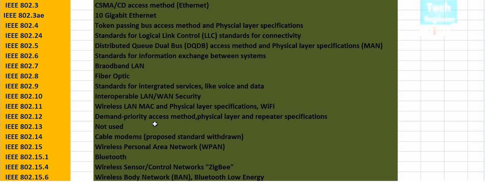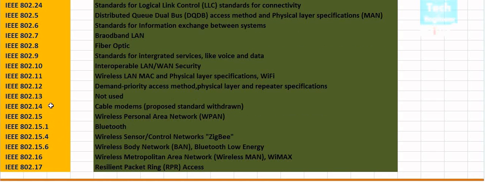Now IEEE 802.12 is the demand priority access method, physical layer, and repeater specification. IEEE 802.13 is an unlucky number. I don't know. In some definitions it was written that 802.13 is not defined, and why, I don't know. Now IEEE 802.14 is for cable modems, proposed standard withdrawn.